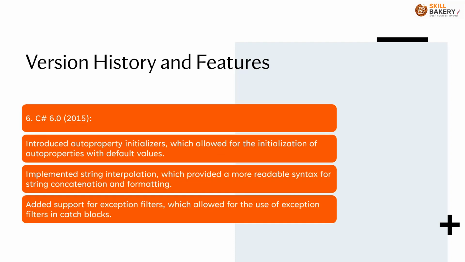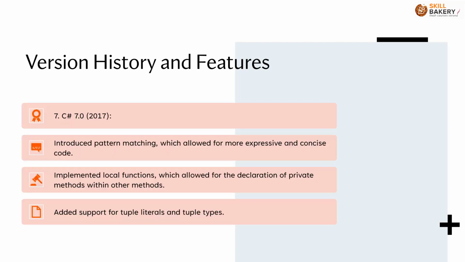In 6.0, we had auto property initializers, which allowed for the initialization of auto properties with default values. Implemented string interpolation, which provided a more readable syntax for string concatenation and formatting. Added support for exception filters, which allowed for the use of exception filters in catch blocks. C# 7.0 introduced pattern matching, which allowed for more expressive and concise code. It also implemented local functions, which allowed for the declaration of private methods within other methods. It also added support for tuple literals and tuple types.